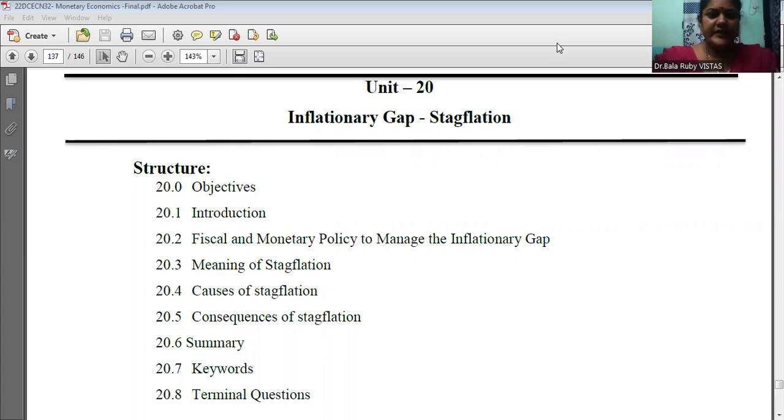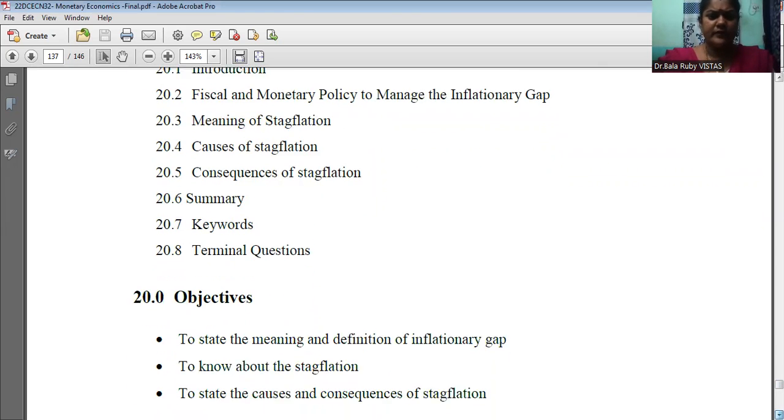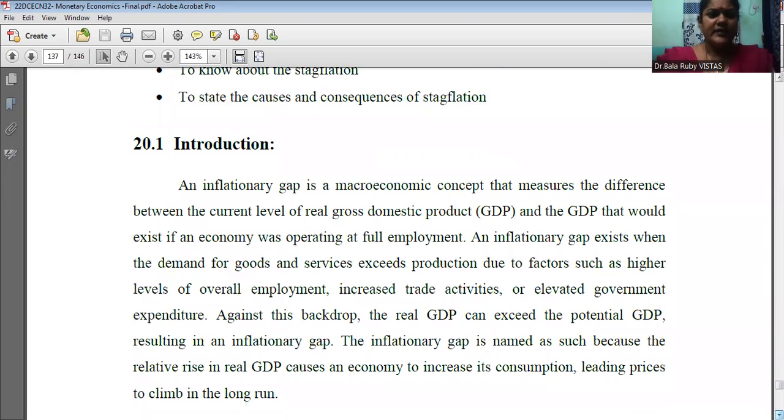So, students, in today's class, we are going to discuss the inflationary gap and stagflation. First, let us concentrate on fiscal and monetary policy, and how this fiscal policy and monetary policy can manage the inflationary gap. Then we will concentrate on the meaning of stagflation, the causes of stagflation, and the consequences we are facing due to stagflation. These are the important aspects we are going to discuss in today's class.